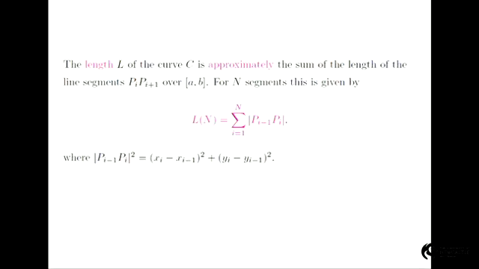So the length L of the curve C is approximately the sum of the length of the line segments from the point p_i to the point p_{i+1} over some interval. For n segments, this is given by the sum of the distance between the first point and the second point and the third point and the fourth, all the way up to the (n-1)th point to the nth point, where, again, the distance between two points is the square root of the sum of squares. Here it's typical to square the left-hand side of this equation so that we get rid of roots, but it's equivalent to what I'm saying.